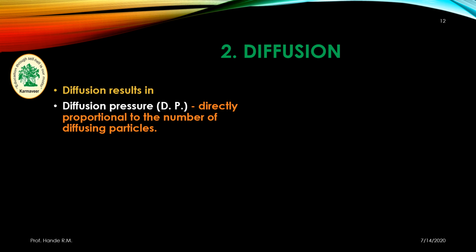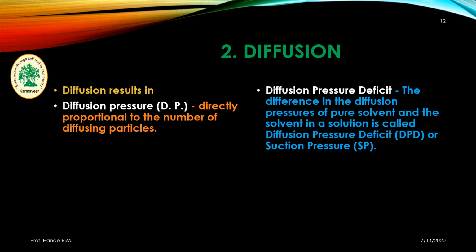First, diffusion pressure. Diffusion pressure is directly proportional to the number of diffusing particles. And second is diffusion pressure deficit. The difference between diffusion pressure of pure solvent and the solvent in a solution is called diffusion pressure deficit or the suction pressure. Water around the cell wall has more diffusion pressure than the cell sap. Due to this, water moves into the cell by diffusion.